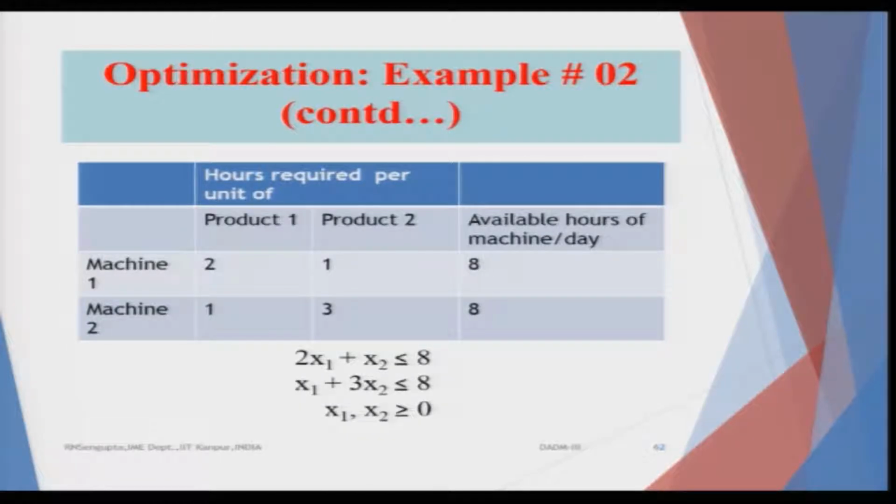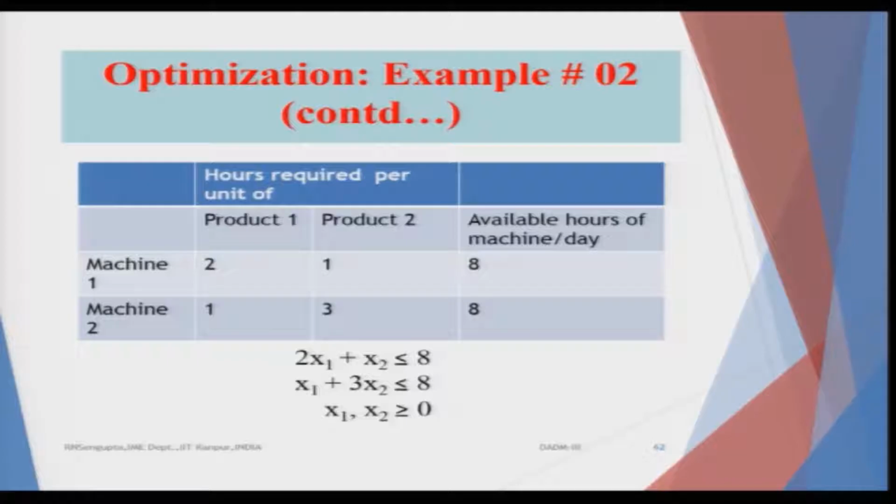Similarly, if I go to the second equation, which corresponds to machine number 2, it will be x1 plus 3x2 is less than or equal to 8. Now, if I produce no x2 and only x1, the total production of x1 would be 8, and if I produce no x1 but only x2, then the production would be 8 by 3. Now, here I should pause.